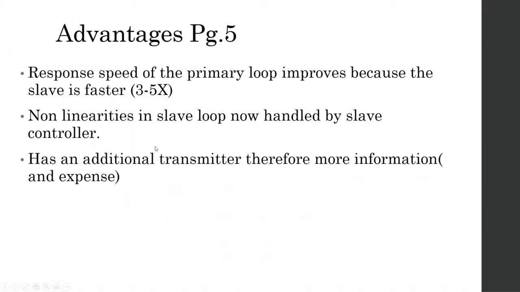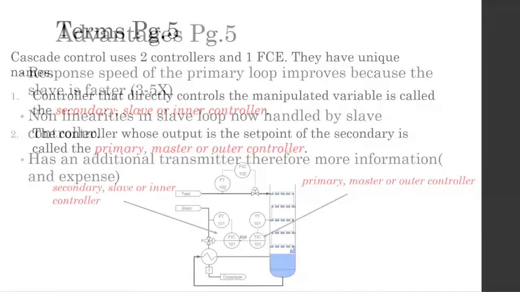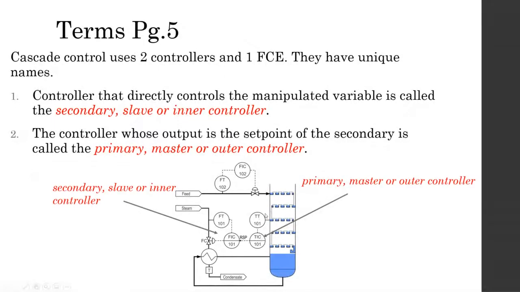So the advantages of Cascade control over conventional control: the response speed of the primary loop improves because the slave loop is faster. In our application, we've got temperature, which is a very slow acting loop, and flow, which is a very fast acting loop. If we don't understand that yet, you better grasp it really quick. We make a change to the set point of a flow controller, it changes right now. We make a set point change to a temperature controller, it's going to take some time. We need that time difference in order for Cascade to work.